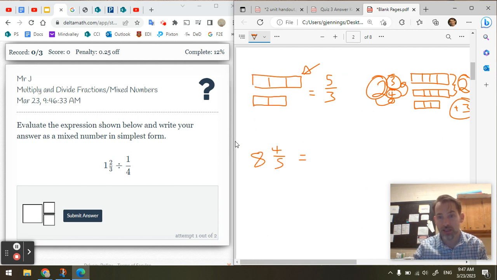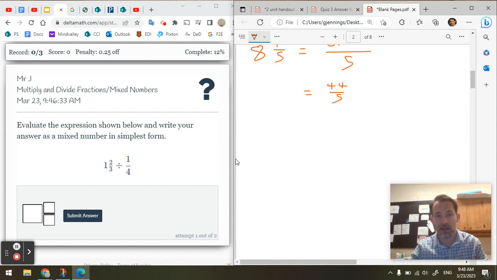So 8 4/5 is going to be 8 times 5 plus 4, all divided by 5. The denominator stays the same. And so that's 44/5. Anyway, 1 2/3, we know that's 5/3. So let's go. We're going to take 5/3 and divide it by 1/4.